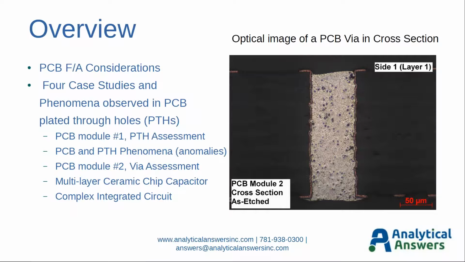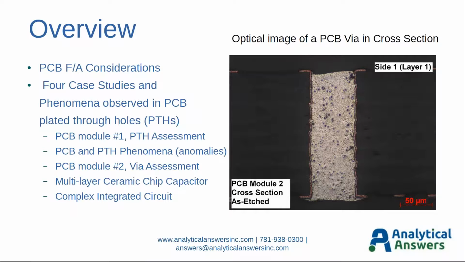In this particular case, we're going to look at both vertical polished samples in the as polished condition and in the as etched condition, and we're going to talk a little bit about that. The next thing we're going to do is talk about PCB and PTH phenomena and anomalies, and we're going to go over select anomalies that are observed in both PCBs and PTHs.